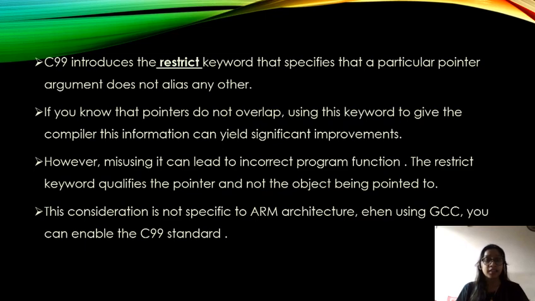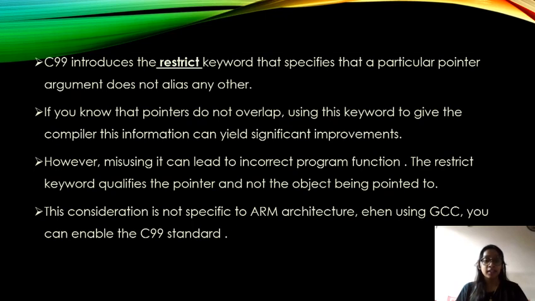C99 introduces the restrict keyword that specifies that a particular pointer argument does not alias any other. If you know the pointers do not overlap, using this keyword to give the compiler this information can yield significant improvements. However, misusing it can lead to incorrect program function. The restrict keyword qualifies the pointer and not the object being pointed to. This consideration is not specific to ARM architecture. Using GCC, you can enable the C99 standard.